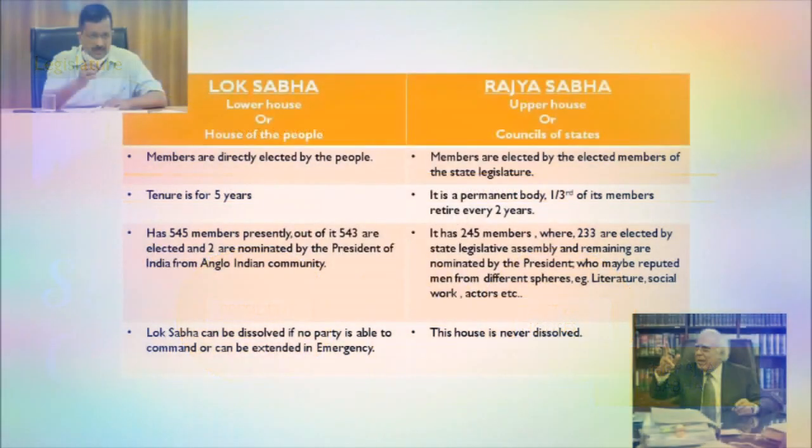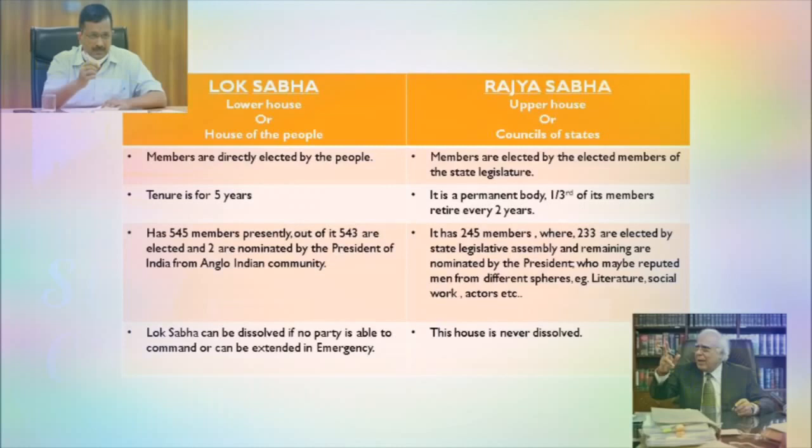Let us learn the two houses of the Parliament. In short, first the Lok Sabha or the lower house, also known as the House of the People. The Rajya Sabha or the upper house is also known as the Council of States.